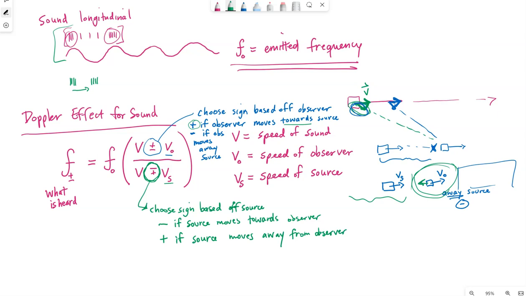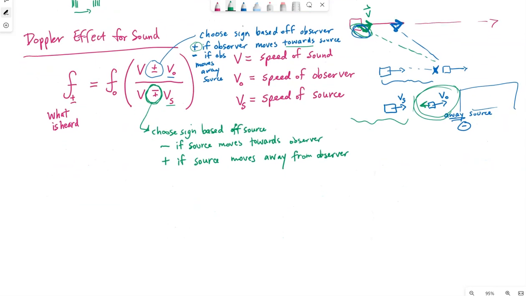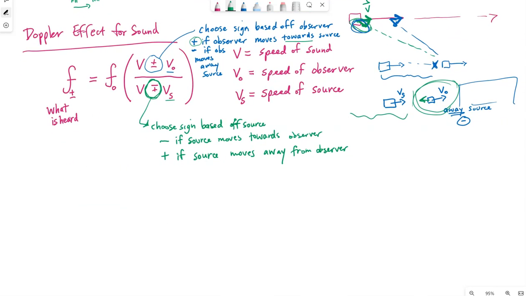Now, we cannot use a relative velocity equation. What I mean is, for example, let's say we have this cop car, and they're traveling at 45 meters per second. This would be our source. Let's say the frequency of the siren, which I have absolutely no idea what the frequency of a cop car siren is, so I'm just going to make up a number: 640 hertz. So the actual frequency emitted is 640 hertz.